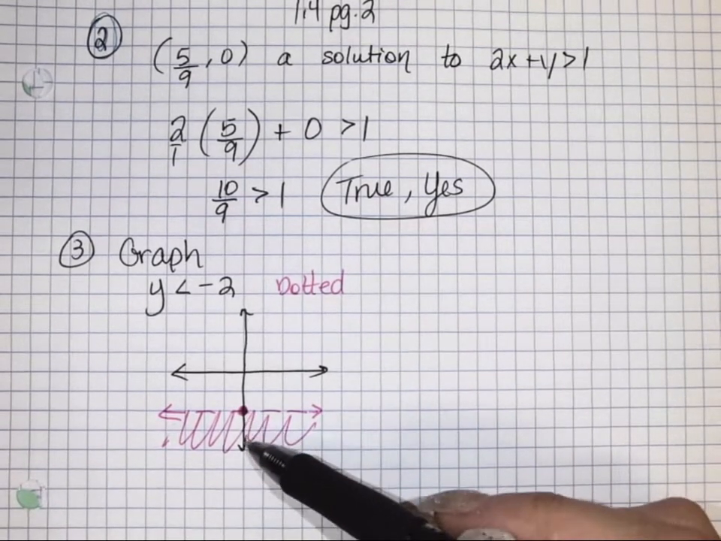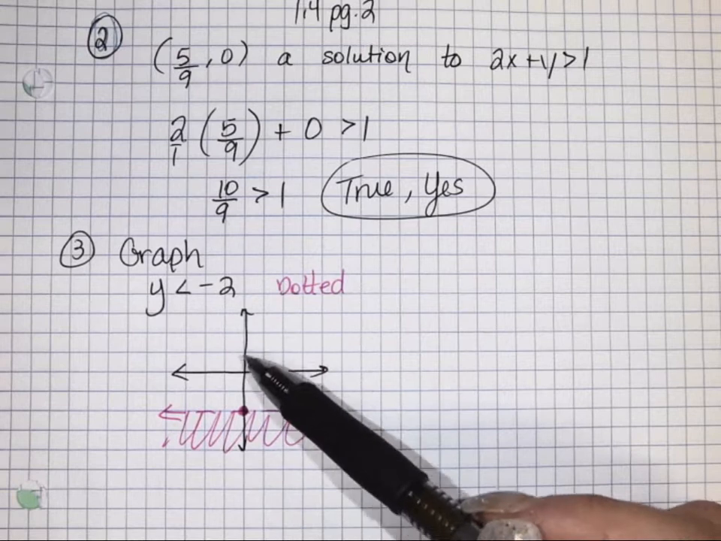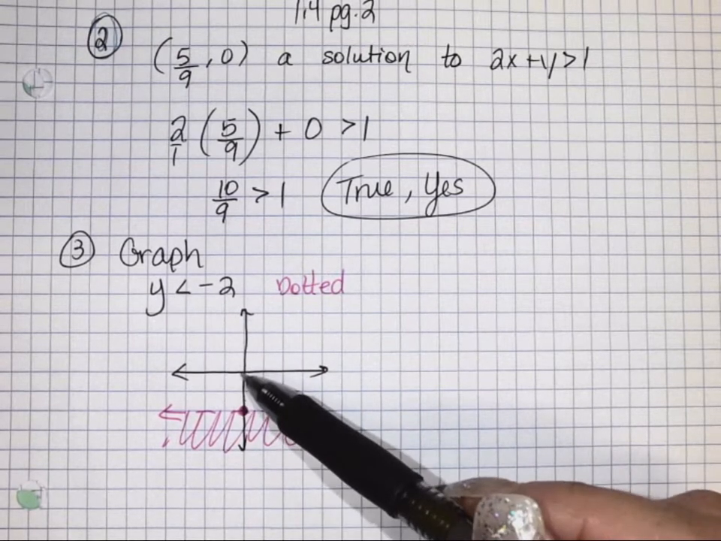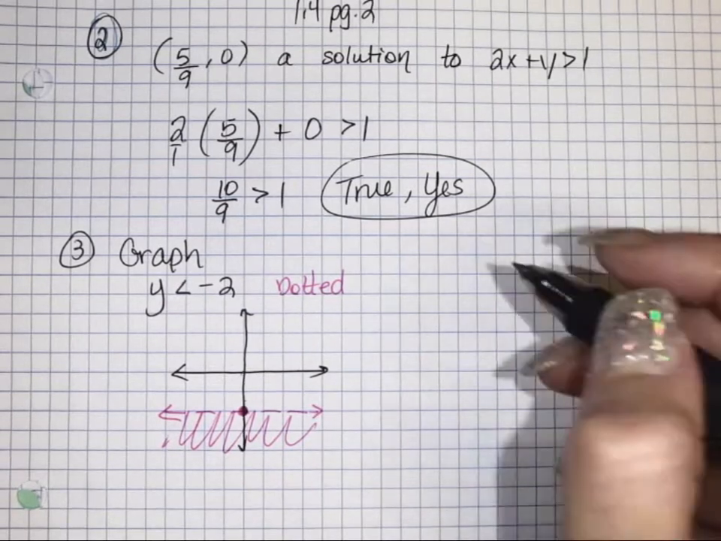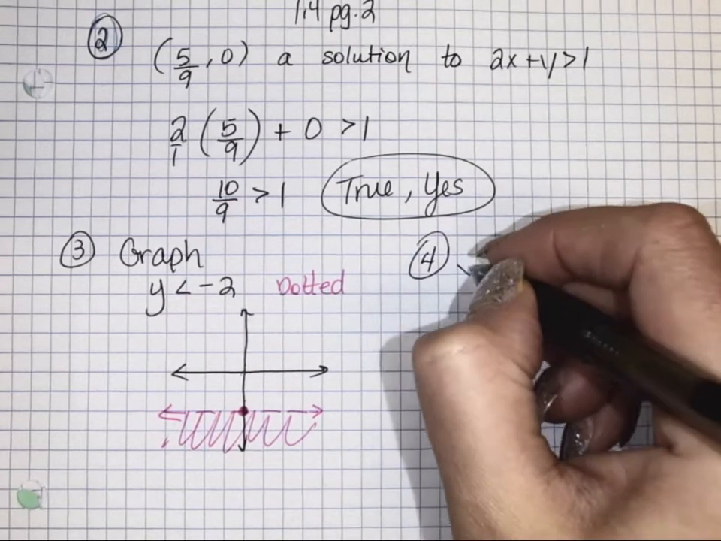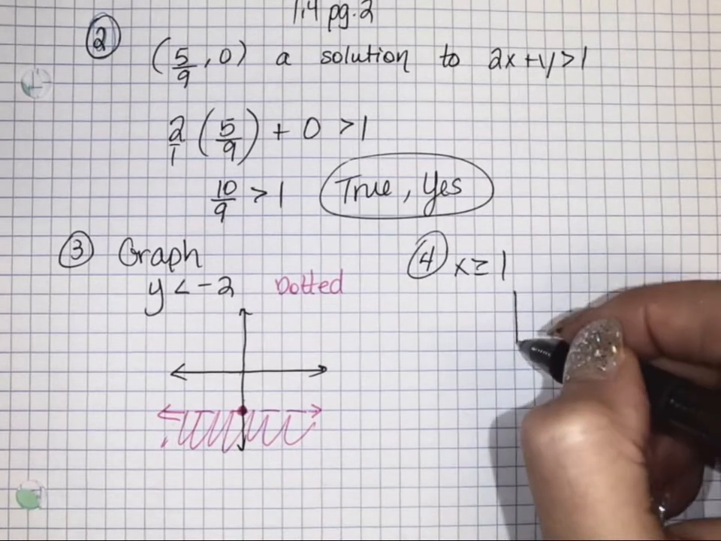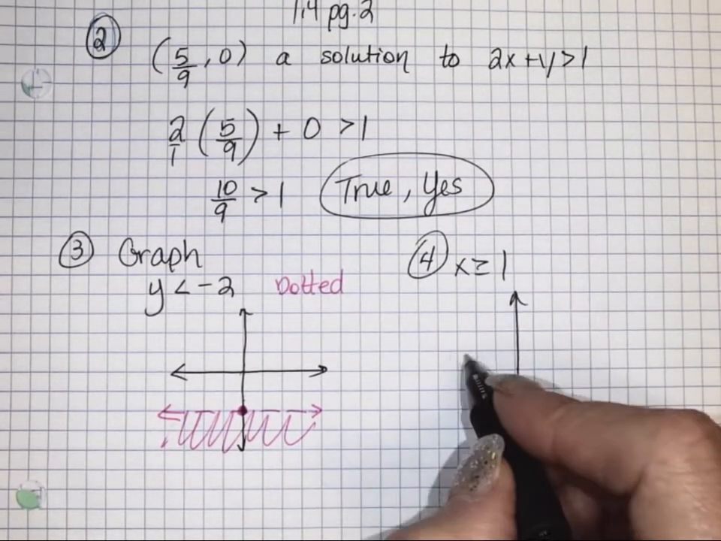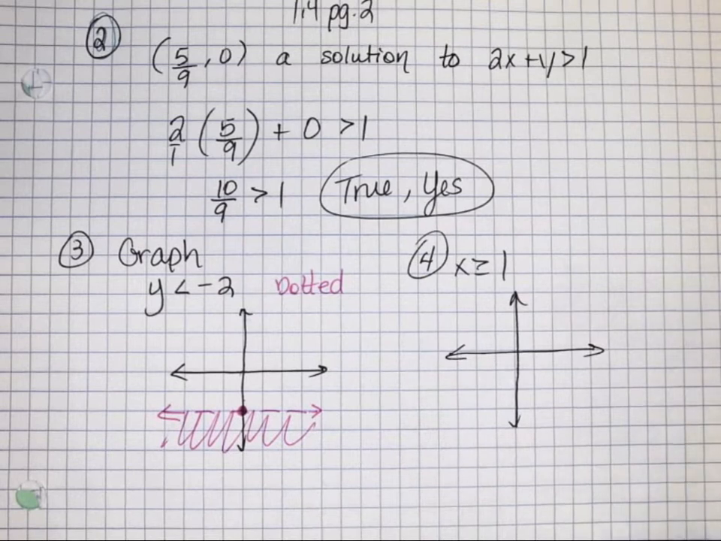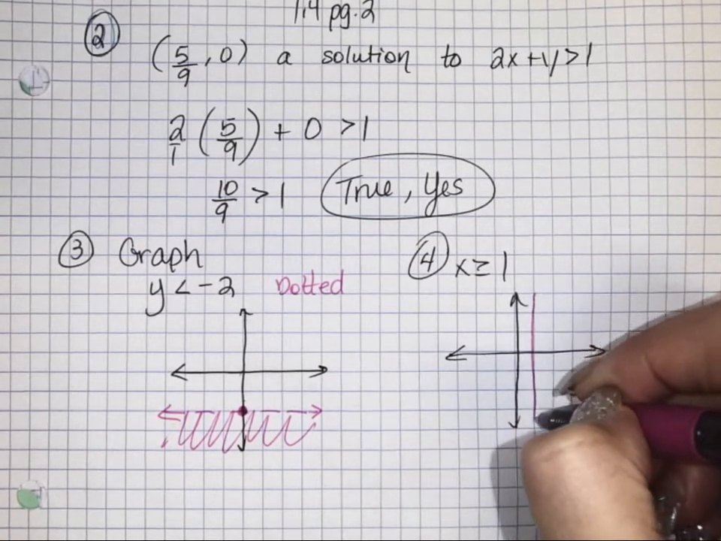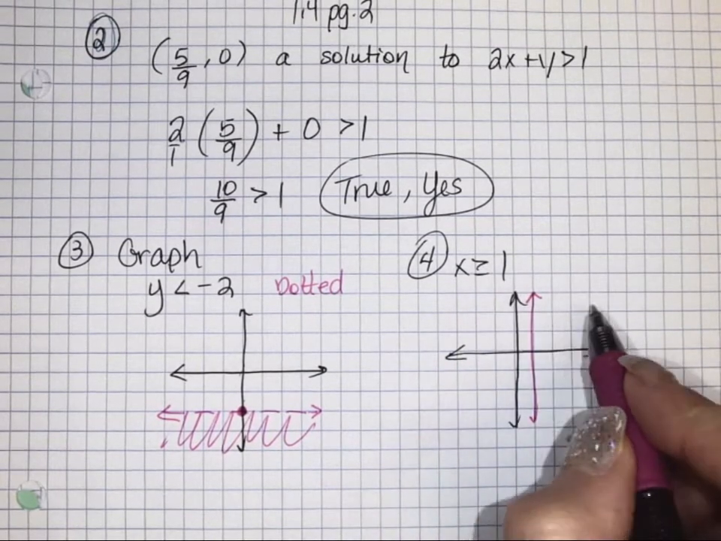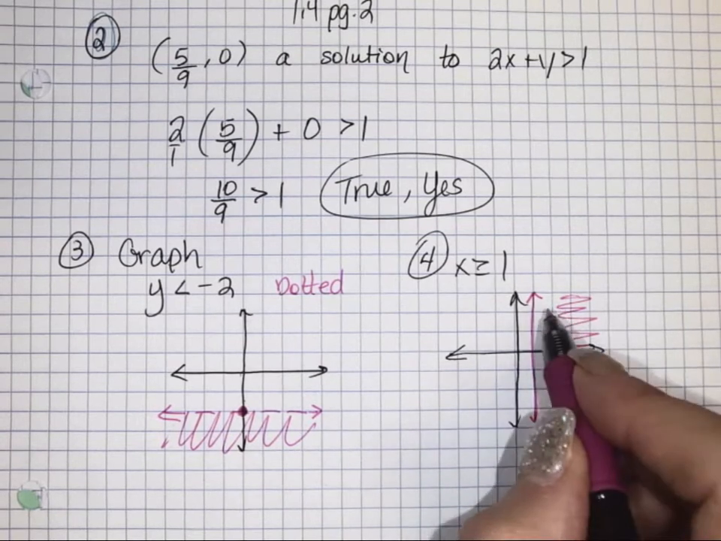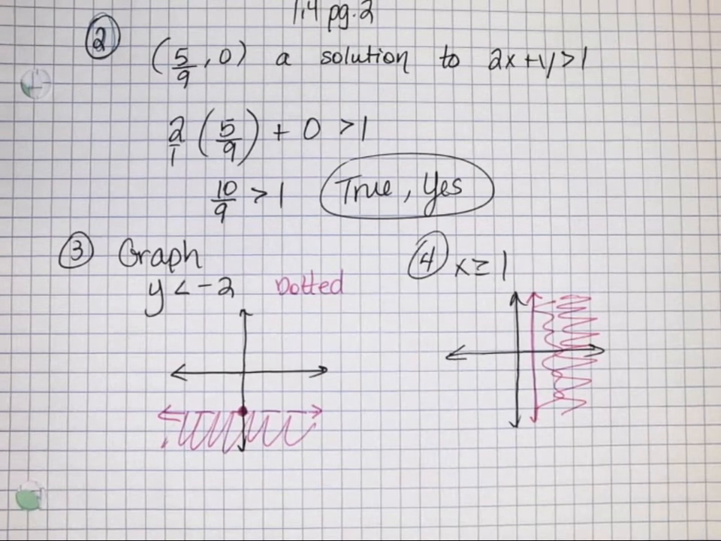And how you can actually test this region is plug in a number on the y-axis above. Like if I plug in 0, 0 is not less than -2. Number 4, graphing x greater than or equal to 1. That is going to be a vertical line through the x-axis at +1, and it's going to be solid. And it's greater, so you're shading in the area where all your x values are greater. So it would be to the right of that line.